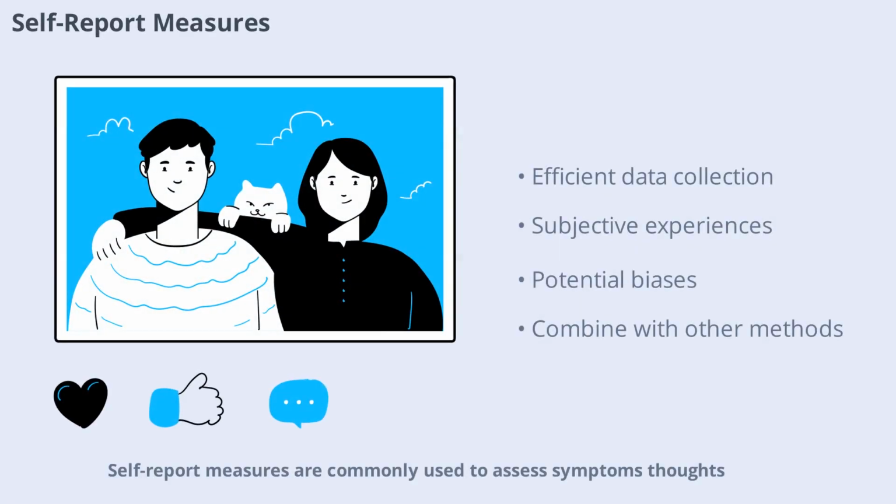Self-report measures are commonly used to assess symptoms, thoughts, and feelings in abnormal psychology. Participants complete questionnaires or rating scales about their experiences. While self-report is efficient and provides valuable insights, it can be influenced by social desirability, memory errors, or misunderstanding of questions. Researchers often combine self-report with other methods to get a more complete picture.